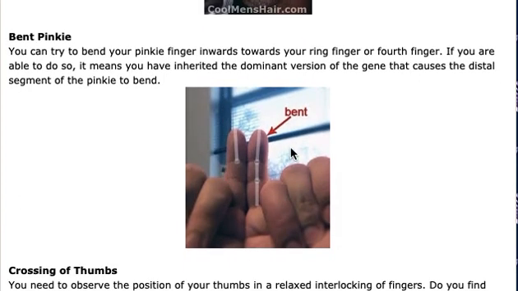Bent pinky. You can try to bend your pinky finger inwards towards your ring finger or fourth finger. If you're able to do so, it means you have inherited the dominant version of the gene that causes the distal segment of the pinky to bend.